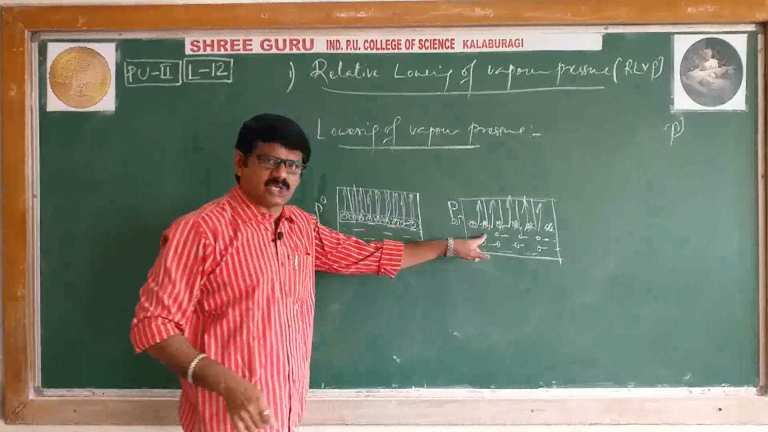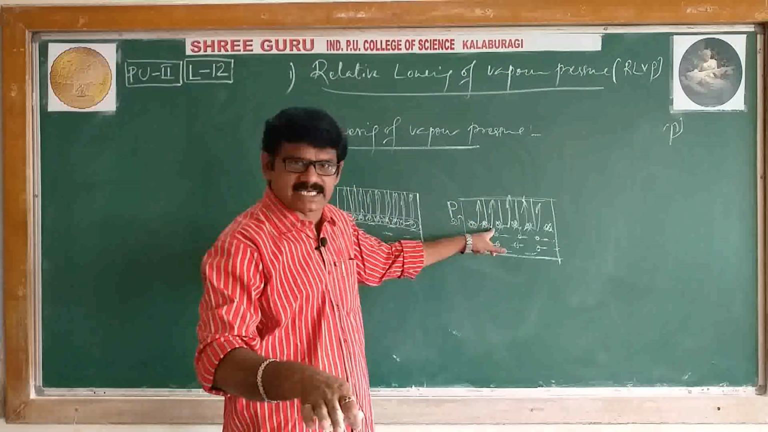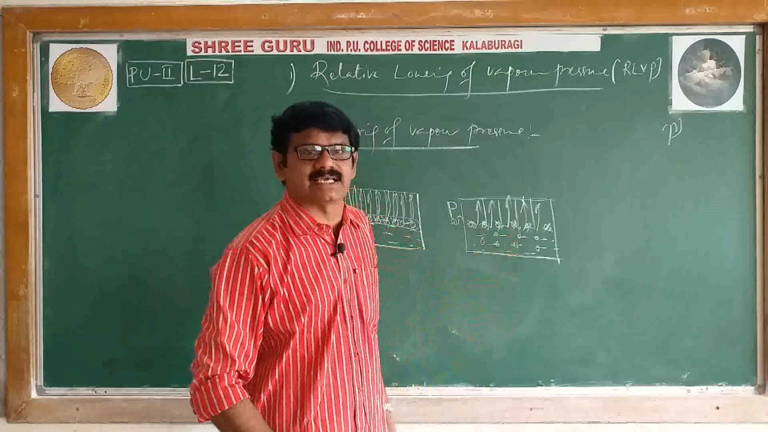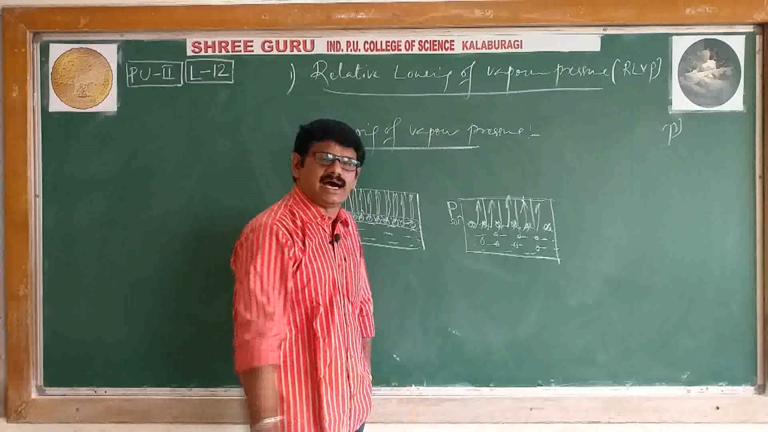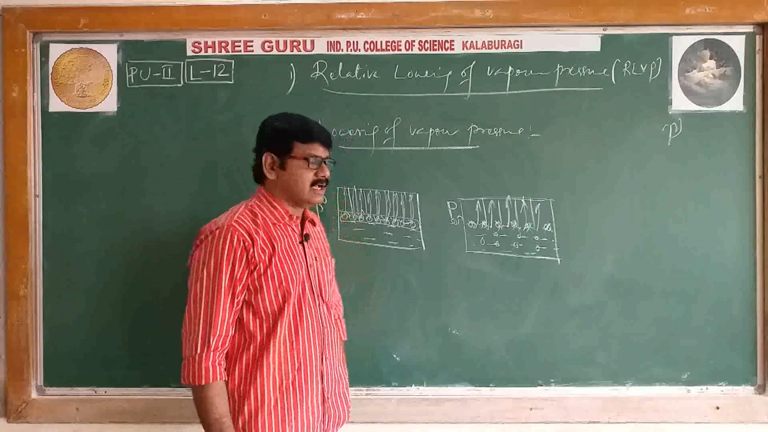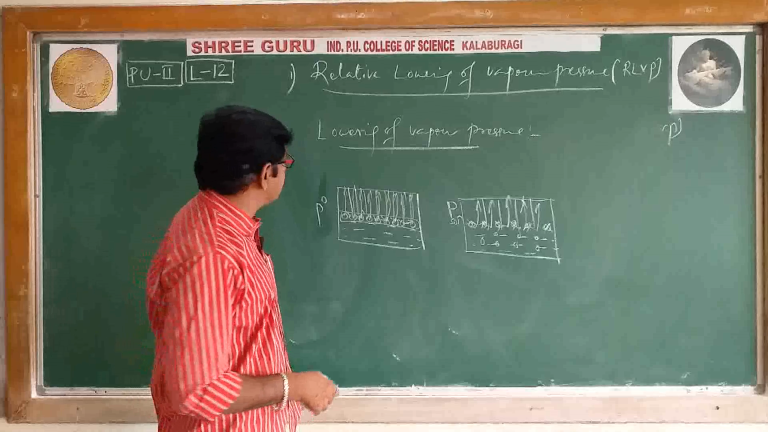Here the vapor pressure is lowering. Here the vapor pressure is decreasing. Why is the vapor pressure decreasing? Due to the addition of a non-volatile solute. That's why, how to define lowering of vapor pressure?